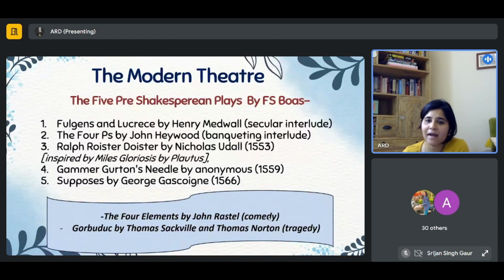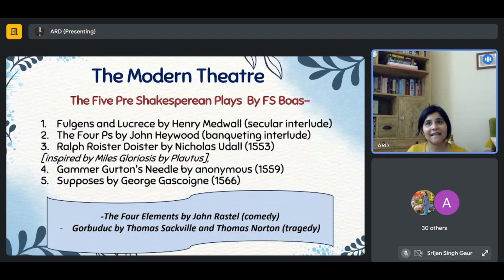Fulgens and Lucrece by Henry Medwall. It was an interlude, and then that interlude got extended into a full-fledged play by Henry Medwall. The Four Ps by John Heywood. It was a banqueting interlude, meaning it was played during banquets, balls, dinners, courtly dinners. Okay? Ralph Roister Doister, we all know. It was the first English comedy, first English comic play. It was influenced by Plautus.